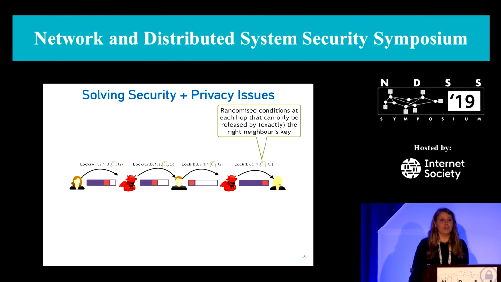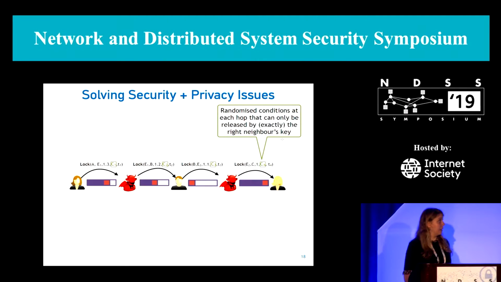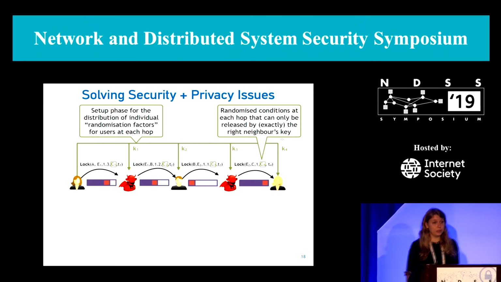So now, of course, we try to come up with a solution for that, and first I want to give the intuition of the overall solution, because the interesting thing is that we found out that both the security and the privacy issue have a common source. Namely, these are the conditions that are the same along the path. So our idea for solving this issue on a high level is to change these conditions to be randomized. For doing so, we need to introduce an initial setup phase where the sender is distributing randomization factors to all of the intermediate users.